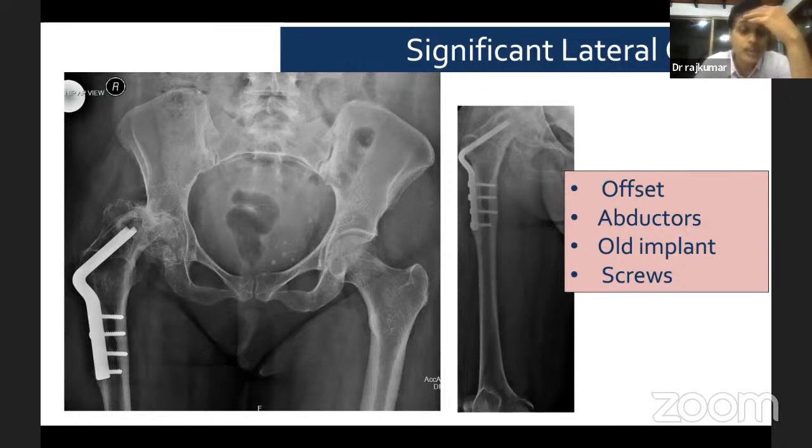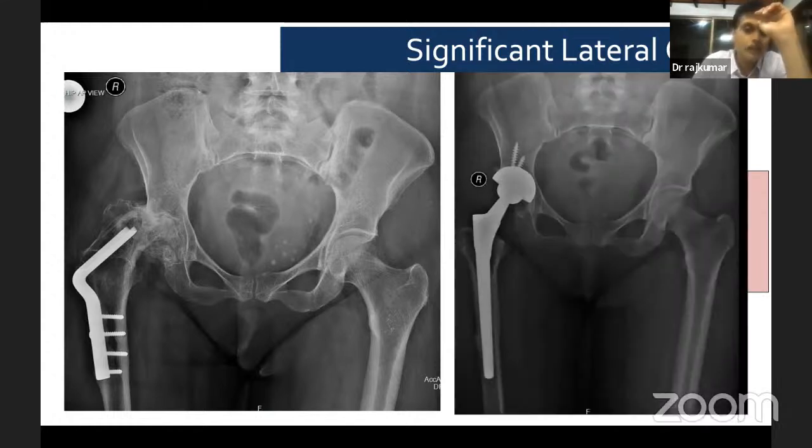So is there a question here of whether we need to do an aspiration or anything like that? No, all of those are now an old school of thought. So here the issue is, if the blood parameters are normal, which rules out the basic infection point of view, then we have to address the issues related to the offset, abductors, implant removal, and screws.